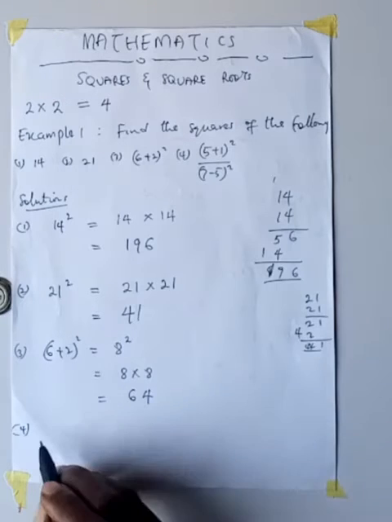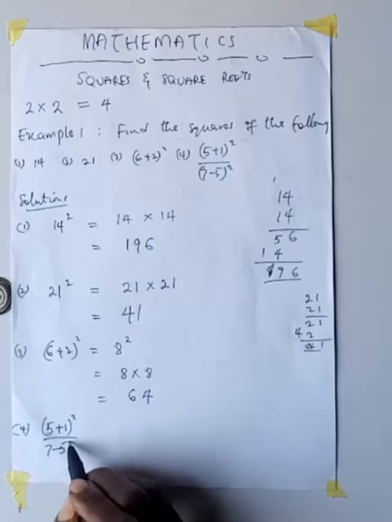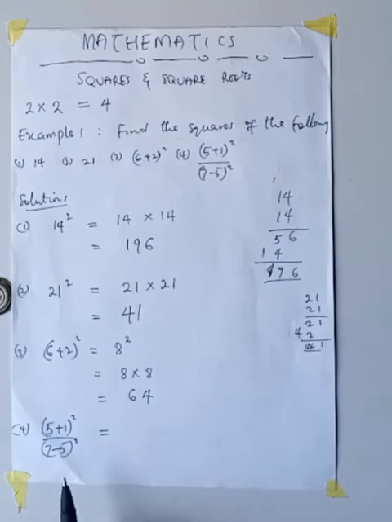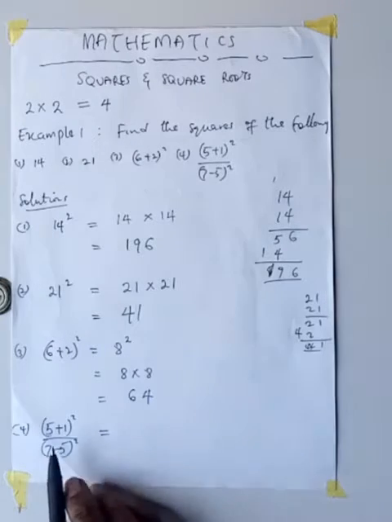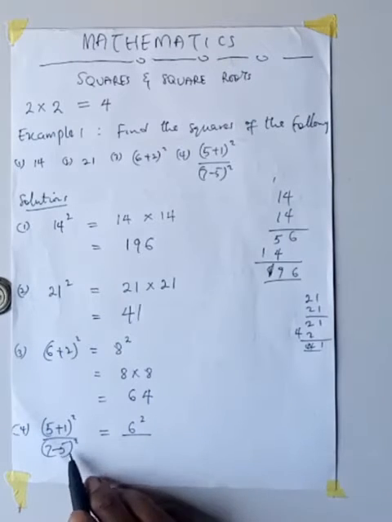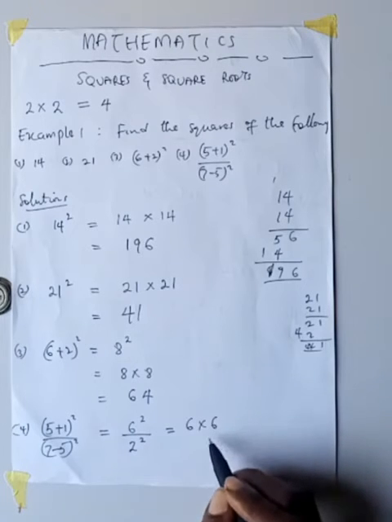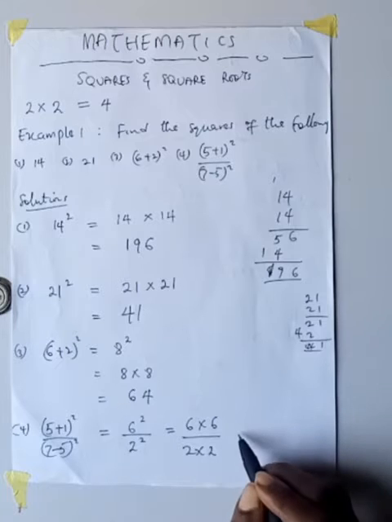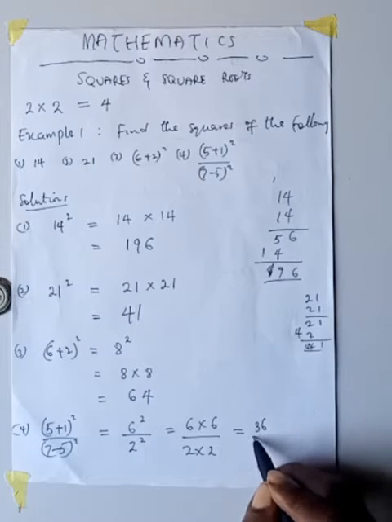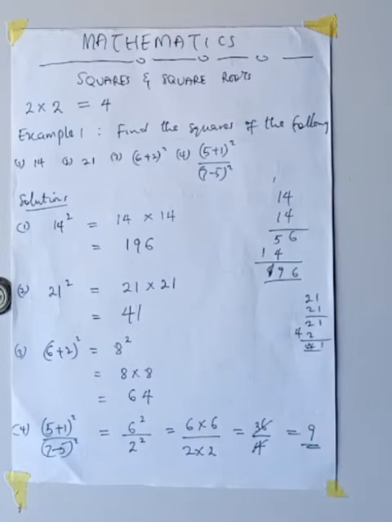In the last aspect of this question, we have (5 + 1) squared, everything over (7 − 5) squared. We have to do what we have inside the bracket first. So 5 plus 1 gives 6, which will be written as 6 squared, everything over 7 minus 5, which gives 2 squared. That is the same thing as 6 times 6 over 2 times 2, which becomes 36 over 4. And 4 in 36 is 9. So our final result here is equal to 9. That is how far we can go with the concept of square.